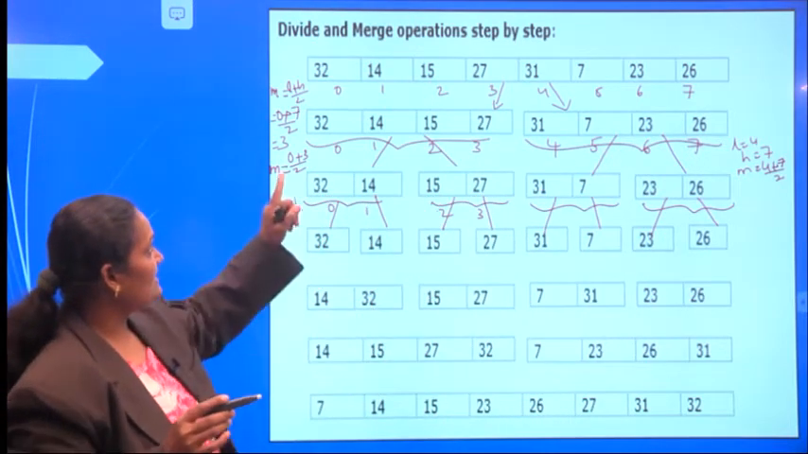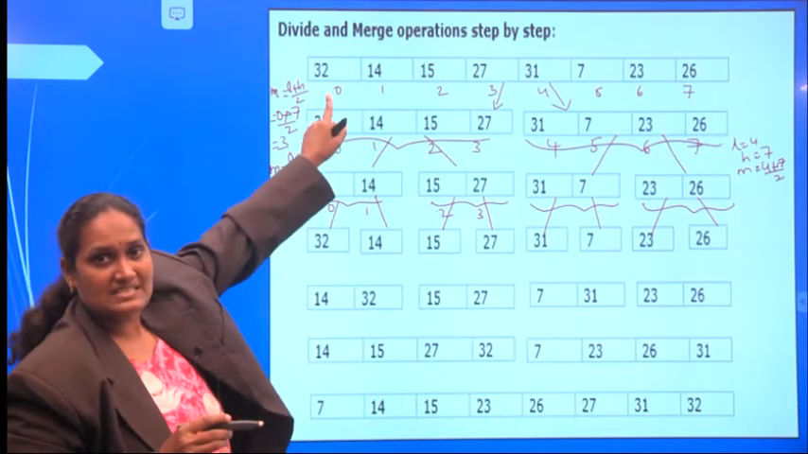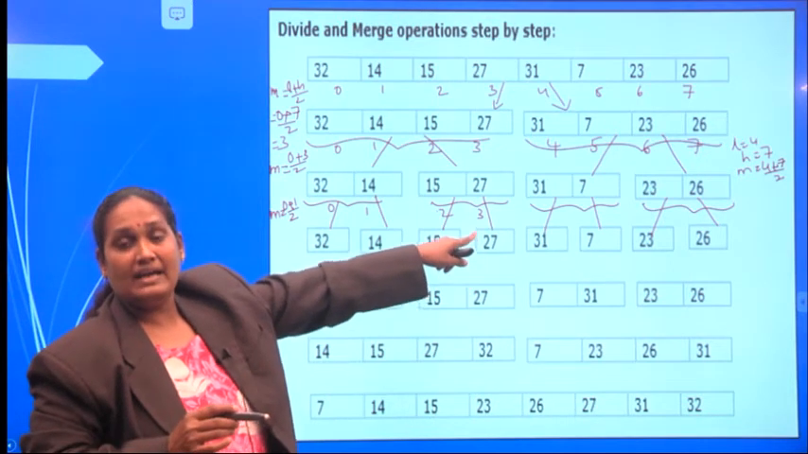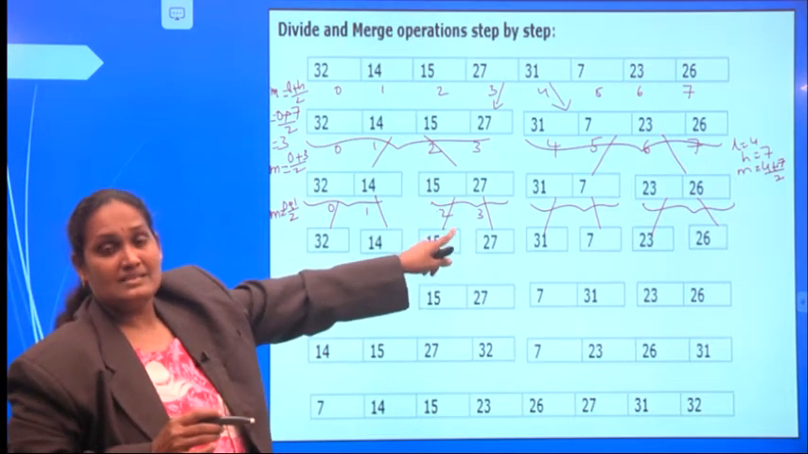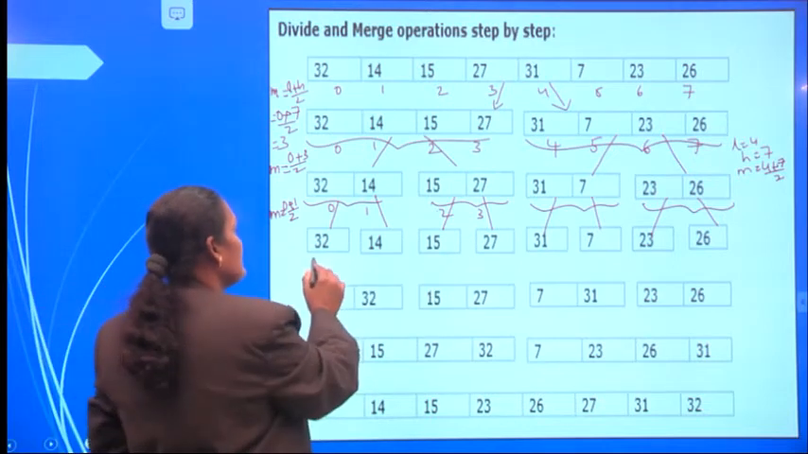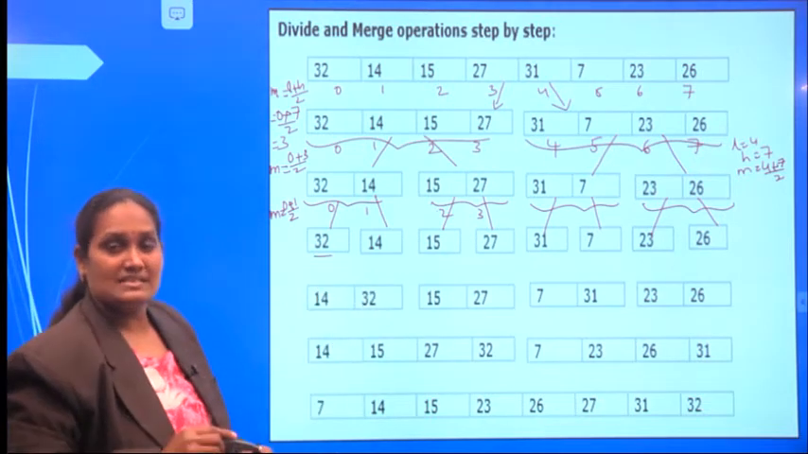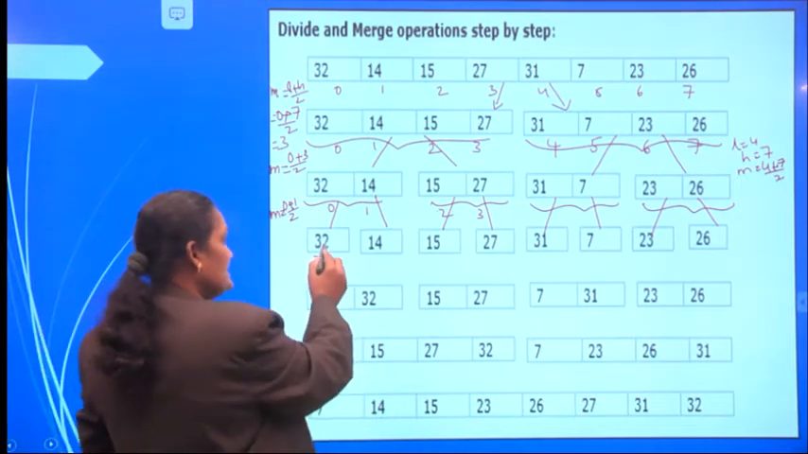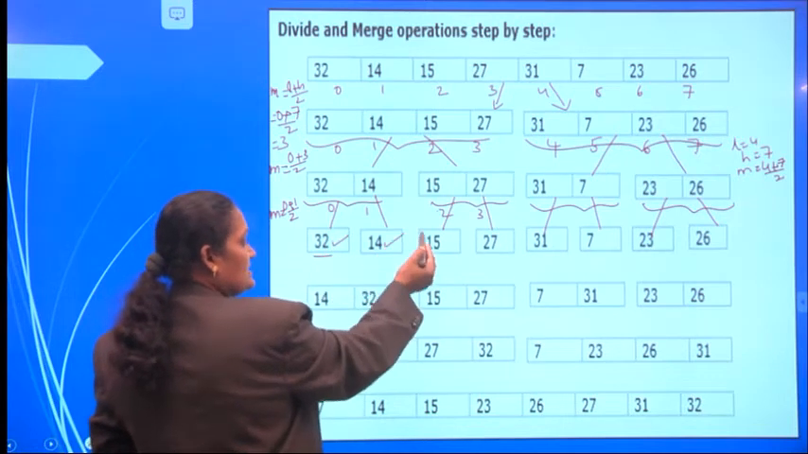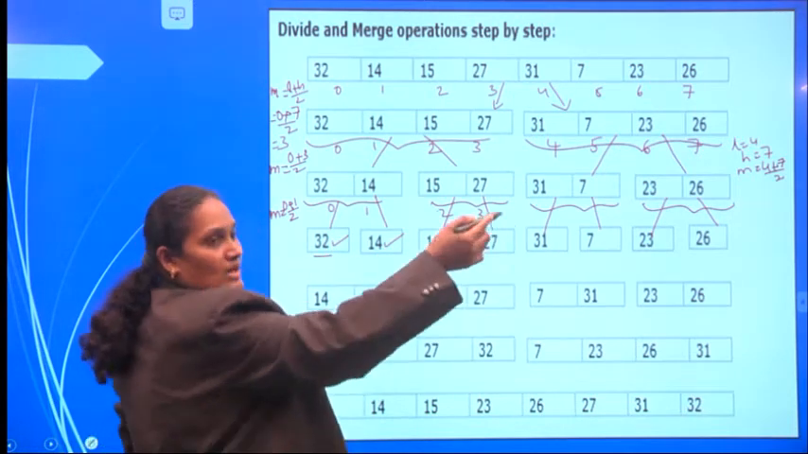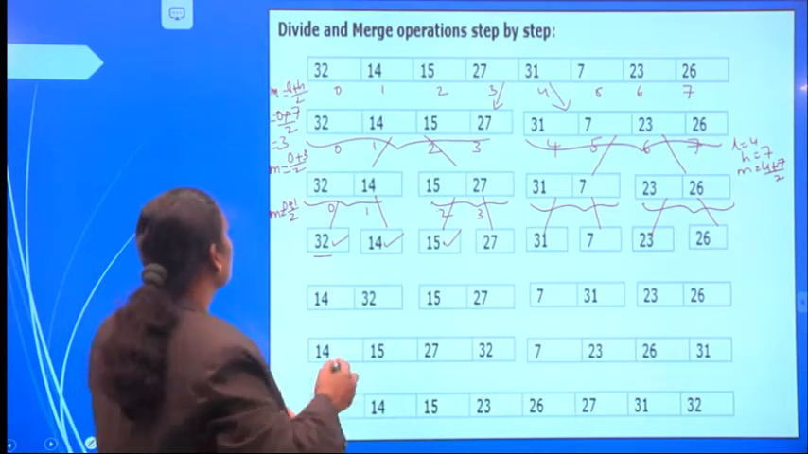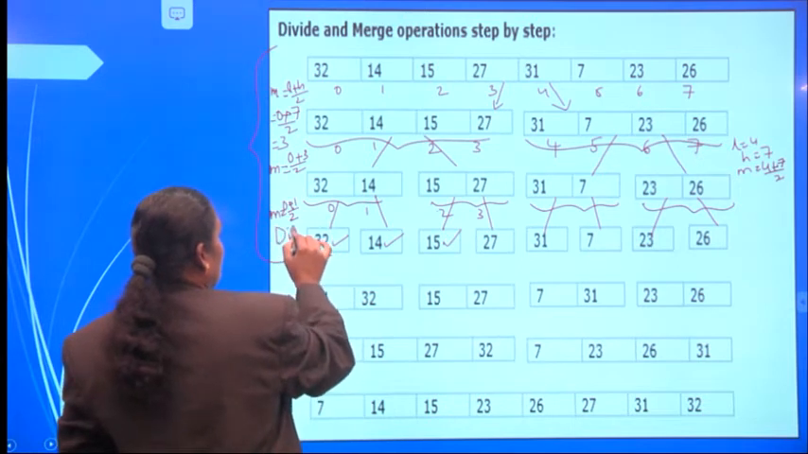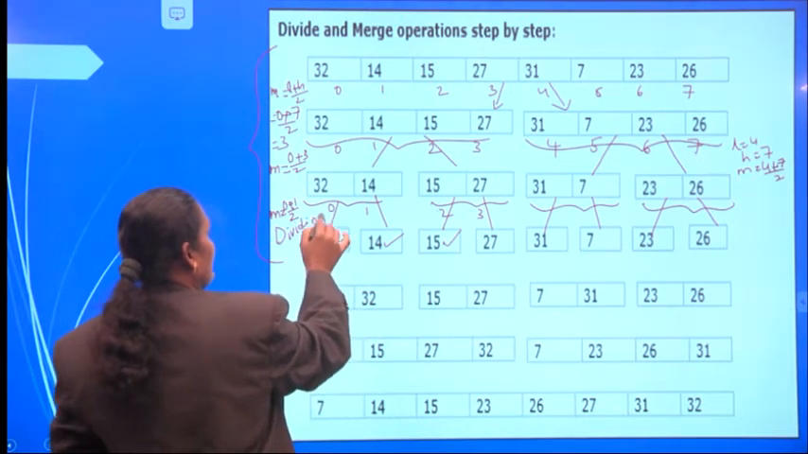Finally, if you consider the given problem which contains 8 elements, we divided the array into 8 subarrays. Each subarray contains 1 element. Since each subarray contains 1 element, it is already sorted. All those are sorted subarrays. Till this we explained the dividing process.